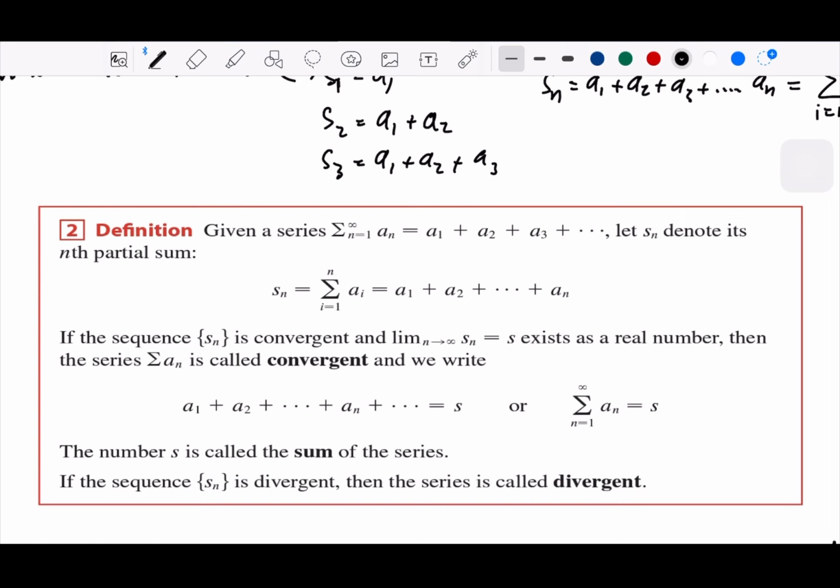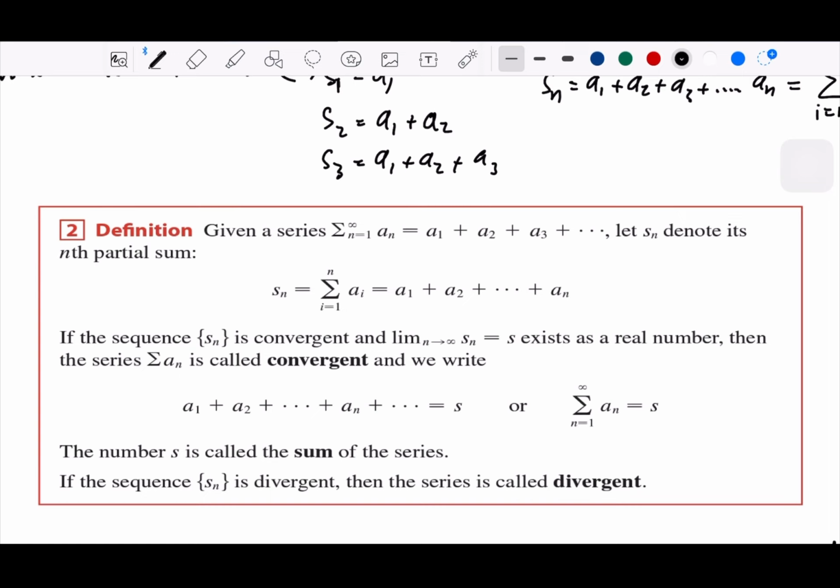So we need to describe first that the sequence of this Sn is convergent. We need to know that it is convergent, and then we take the limit. If it exists, then we could write the convergence of this series.